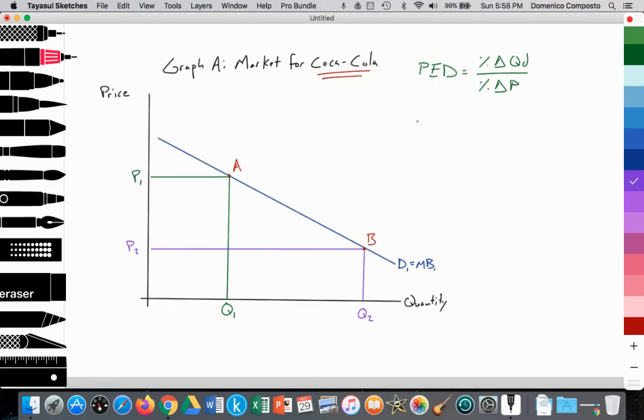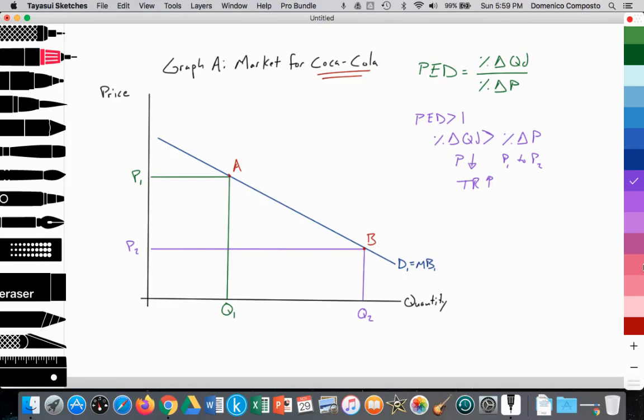Okay, so some notes that when PED is greater than 1, that means that the percent change in quantity demanded is greater than the percent change in price. And we see that visually here, that the change from Q1 to Q2, the distance between the two, is much greater than the decrease or the distance between P1 and P2. Thus, we would expect that as the price decreases from P1 to P2, the total revenue should be increasing.